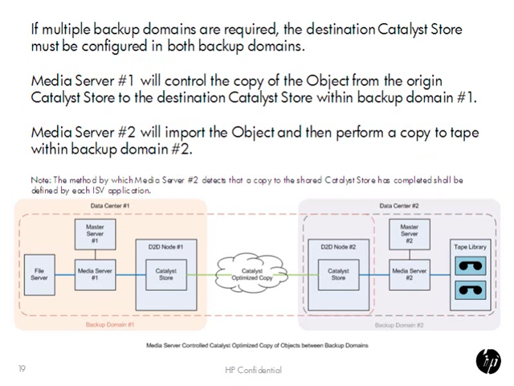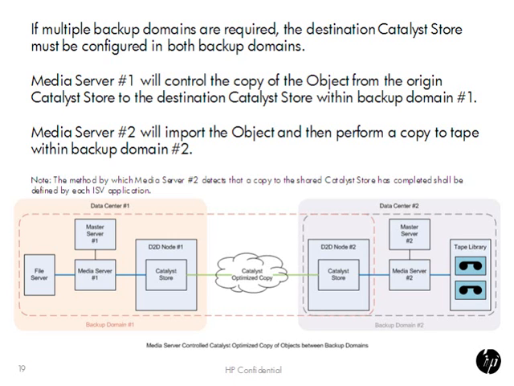Now, in all the examples I've shown so far, you will have noted at the bottom that they were all within a single backup domain. So we just had a single master server or a single cell manager responsible, and only one catalog. But it's equally conceivable that you would have copies going between cells or between backup domains. In this example, we're showing how, if you have a Catalyst store that exists within two backup domains, you use this as a gateway.